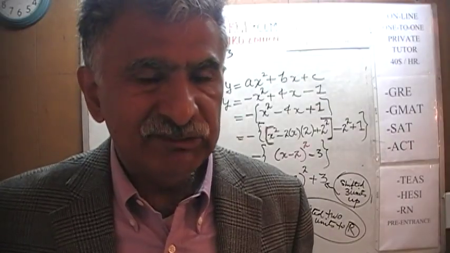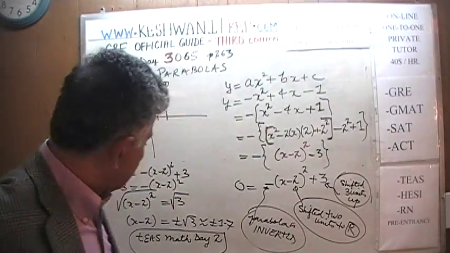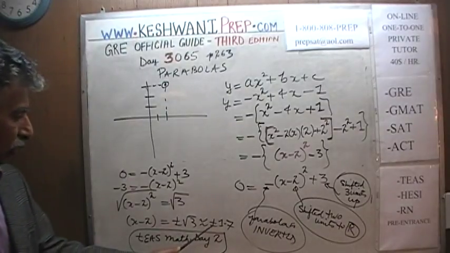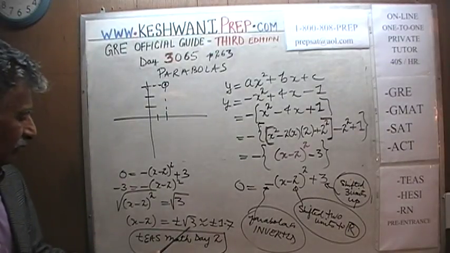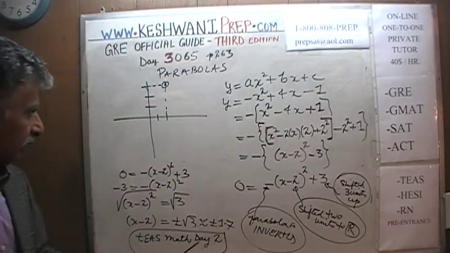Just search for TEAS Math Day 2, watch that video, and learn how we know that square root of 3 is approximately 1.7. You will learn it there.